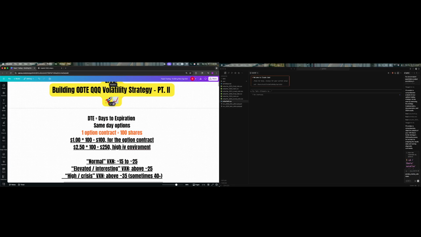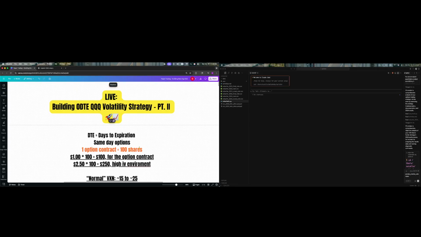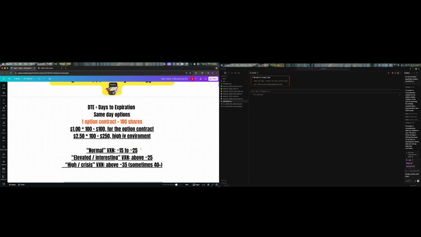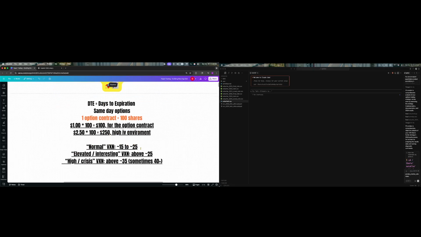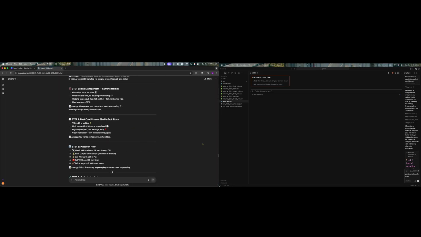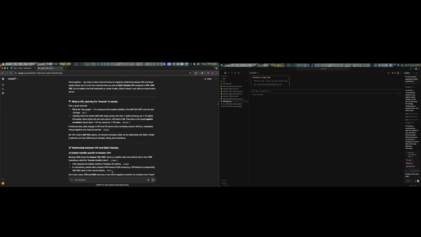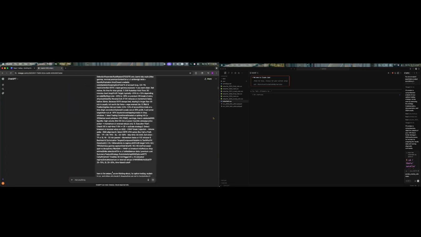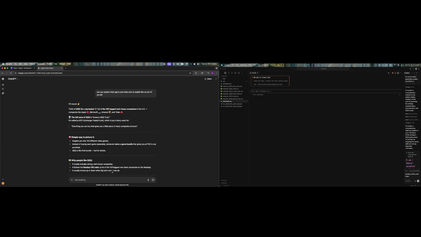So what we're going to be doing is continuing the work we started yesterday. If you want to catch up, go pick up our previous video, but I'm going to do a quick synopsis so we can quickly catch up. And again, we're trading QQQ, so we can do a quick overview of what QQQ is. And I'm using Cursor, with Claude Code inside Cursor.